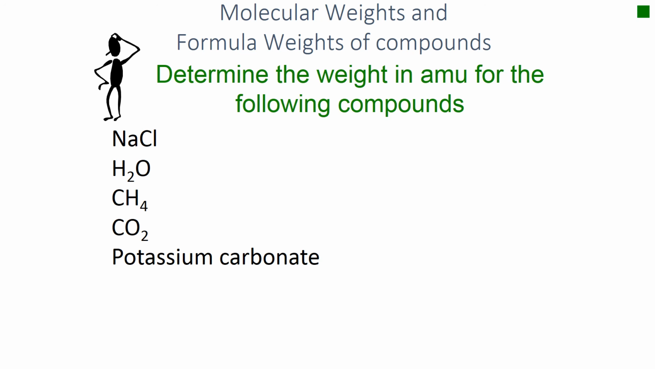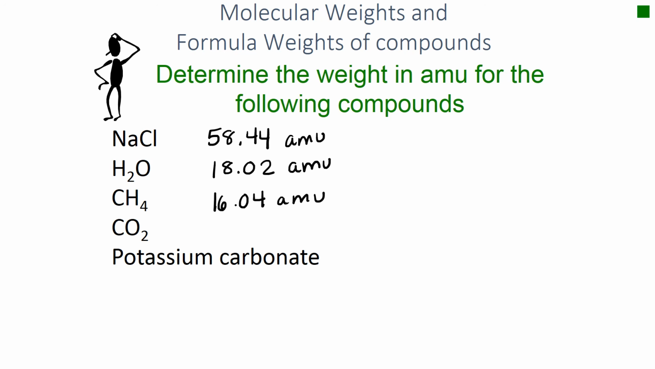All right. Okay, so the weight in AMU of sodium chloride is 58.44 AMU. For water, we saw that one already, so hopefully that one was pretty easy. 18.02 AMU. I do like redundancy, though. For methane, we have 16.04 AMU. And for carbon dioxide, we have 44.01 AMU. And then potassium carbonate, you had to write out the formula.